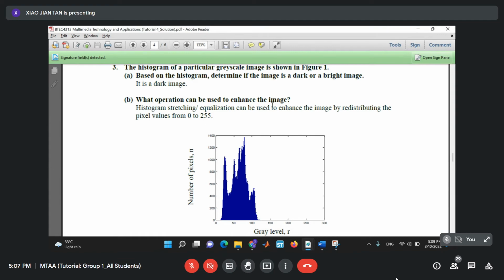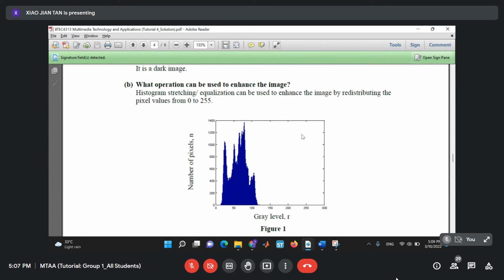So what operation can be used? Histogram stretching and histogram equalization can be used to enhance, and actually many more. But the most common one that we have learned would be histogram equalization. Histogram equalization and histogram stretching are the same. Another one is histogram specification. Equalization is to spread out the histogram, while specification is usually used to map to a specific pattern.